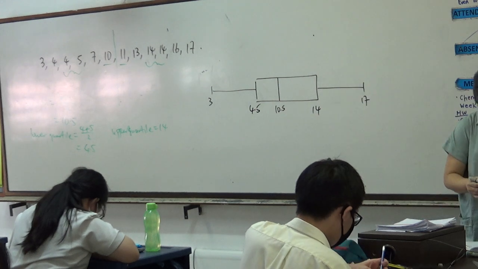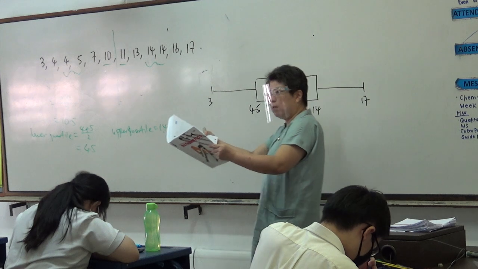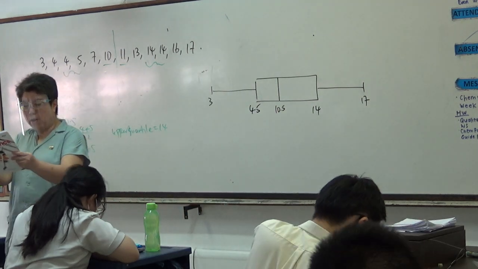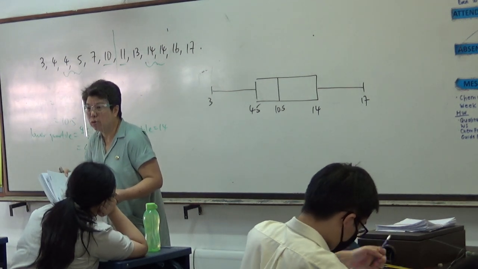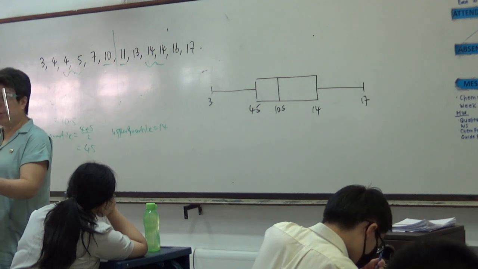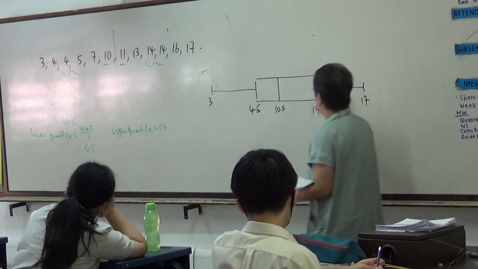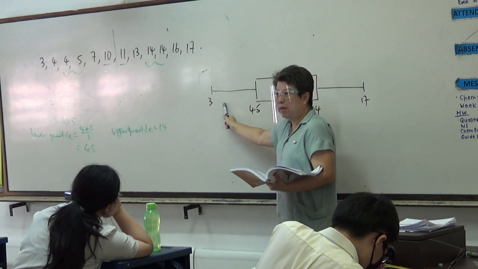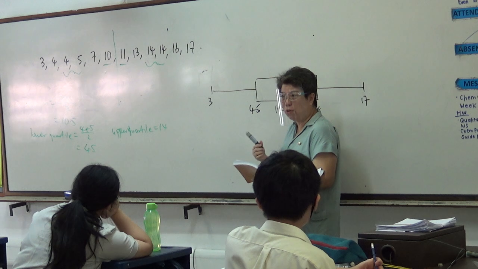Look at the textbook. Can you see that the bar, the box, is actually quite long? Then the lower quartile is very near to 3. Can you see? Yes or no? So the upper quartile is further away from the maximum point. Can you see that the whisker over here is longer than the whisker over here? Can you see that? Yes or no? You follow what I'm talking about?